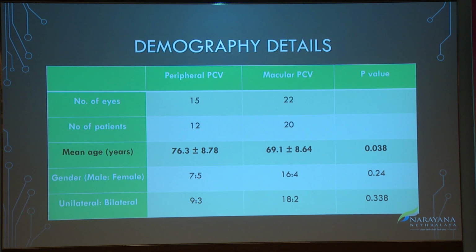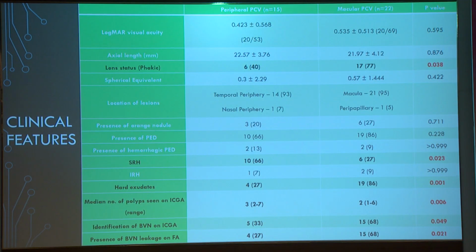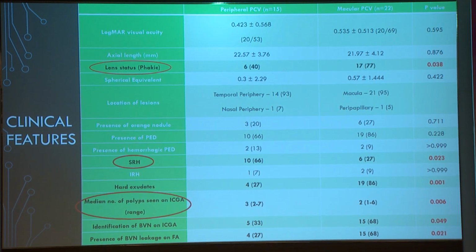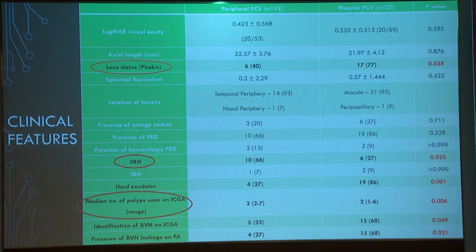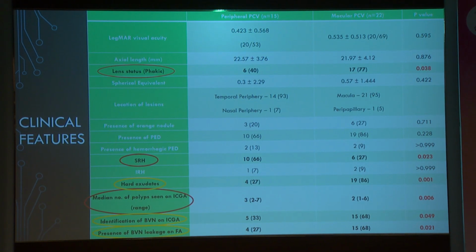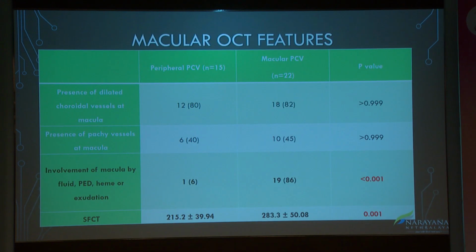Our results were somewhat interesting. We saw that the mean age in the peripheral PCV group was significantly higher than in the macular PCV group. Coming to the clinical features, the macular PCV group comprised mostly of phakic patients. The median number of polyps seen on the ICGA was more in the peripheral PCV group, whereas hard exudates and abnormal vasculature seen on ICGA and leakage on FA were more in the macular PCV group.